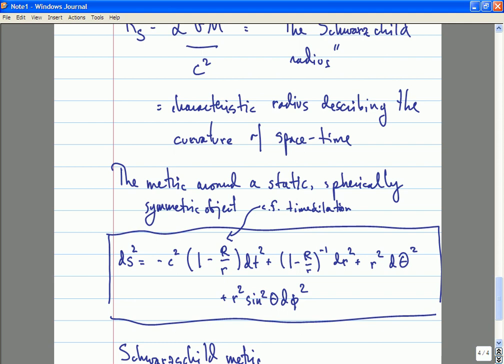So I have written down the formula for the invariant interval in general relativity in these spherical coordinates rather than in Cartesian coordinates. So we will explore the consequences of this formula next class when we understand the bending of light by the sun and the precession of the perihelion of Mercury.